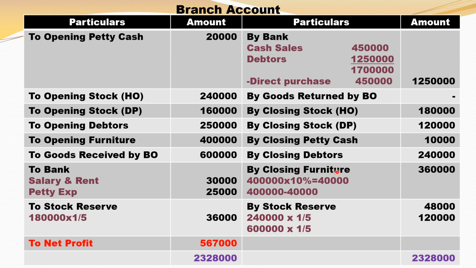Closing furniture, as you know students, opening furniture minus 10% depreciation, you get 3,60,000. Next you need to find stock reserve. Opening stock 2,40,000 into 1 by 5. And then goods received by the branch 6 lakh into 1 by 5. You get 48,000 and 1,20,000. Again you should find closing stock reserve, 1,80,000 into 1 by 5. So you get a net profit of 5,67,000. Any doubts? Call me students. Thank you.